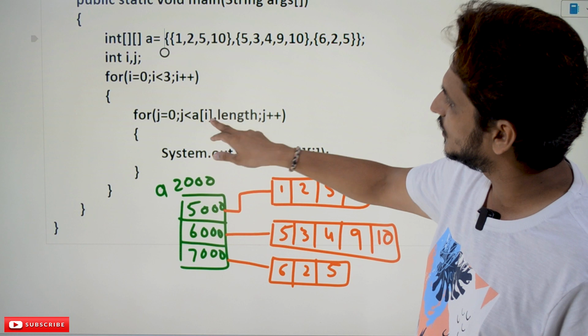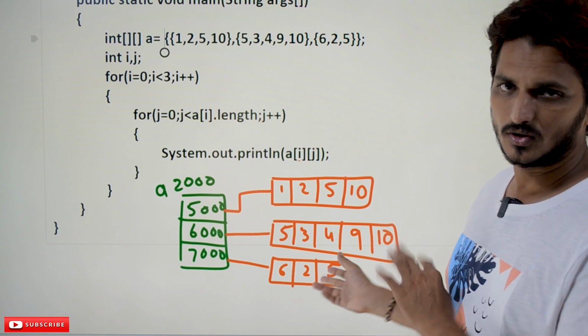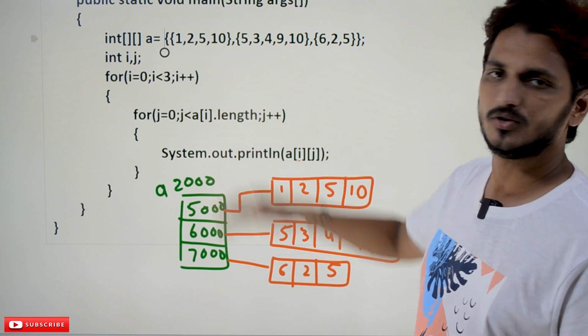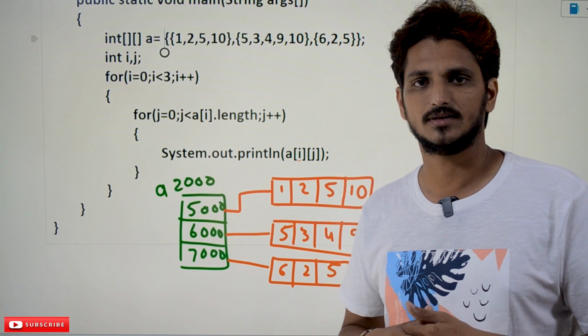Similarly, i is equal to 2. It is going to take a[2].length, which is 3. So this inner loop is going to execute 3 times. This is how we are going to access the variable length arrays.